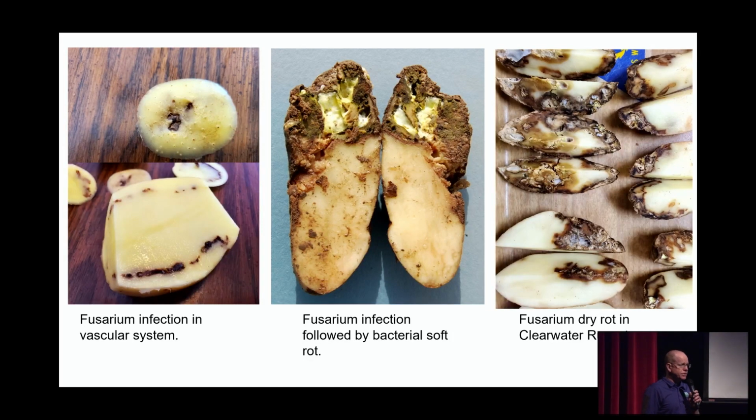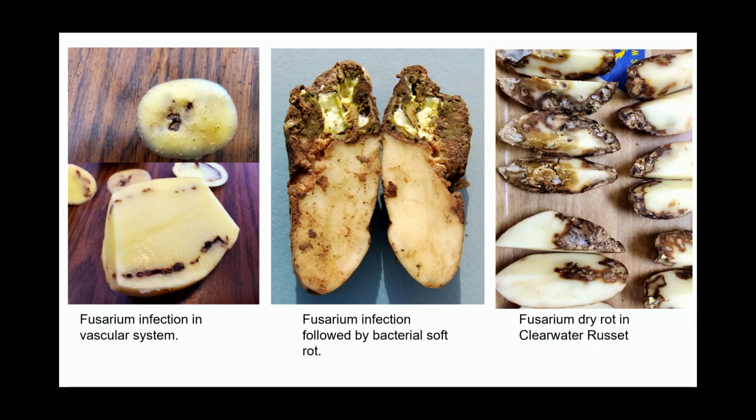A few things about Fusarium. We have seen symptoms where you get this infection that occurs just in the vascular system. This is a little bit unusual. We don't see this very often. Sometimes the Fusarium is followed by Bacterial Soft Rot. And in that case, the infected potato just is mush, and it will just peel right off. And this is what it looks like in Clearwater russet. Clearwater happens to be one of the more susceptible varieties that we have to Fusarium dry rot. So we do tend to see it more there than in some other varieties. Ranger and Umatilla are also highly susceptible. And other varieties tend to be a little bit more resistant on a relative scale.